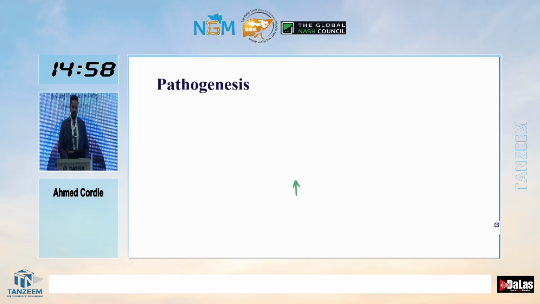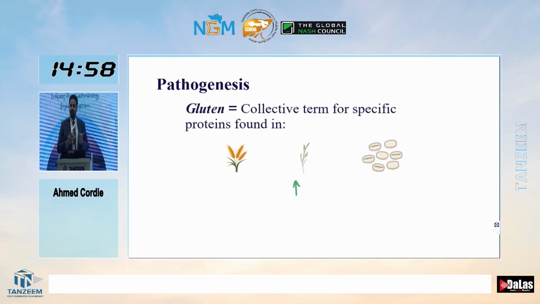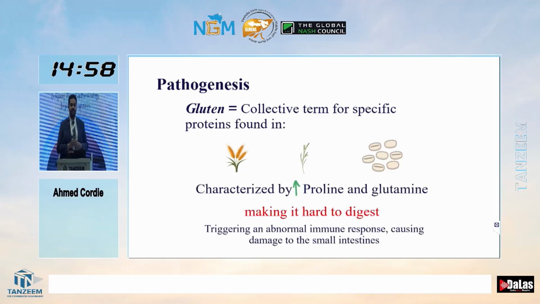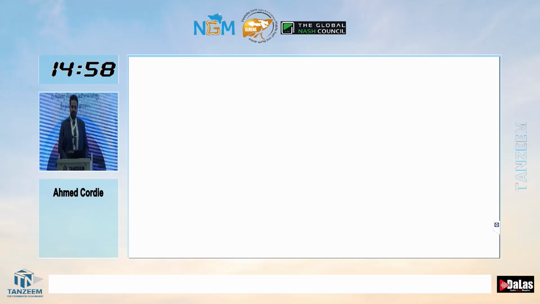What is gluten? Gluten is a collective term for specific proteins. They are found in wheat, in rye, and in barley, and they are characterized by a high level of proline and glutamine. That's why they are not easily digested by the stomach and reach the intestine in an undigested form.